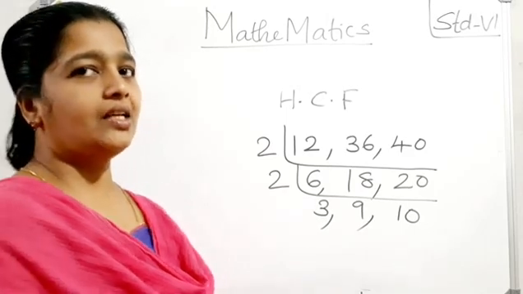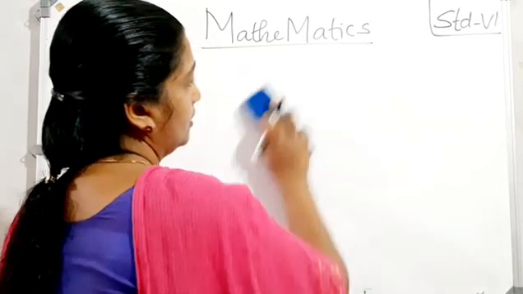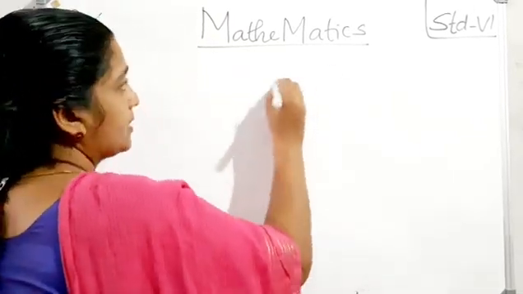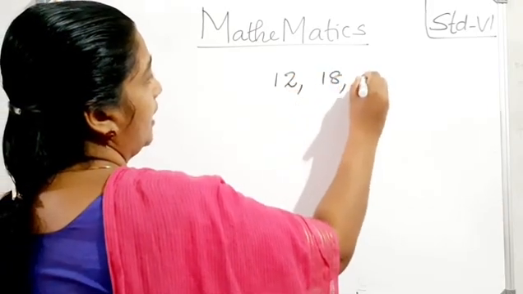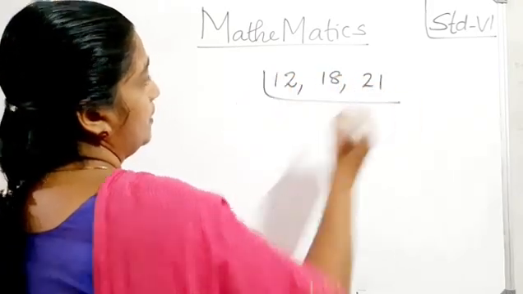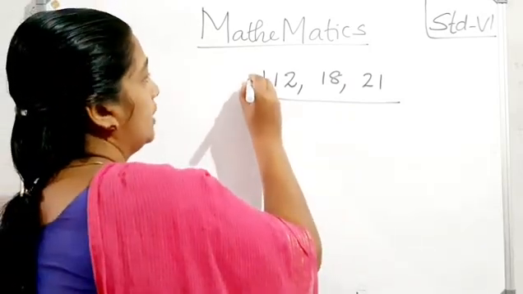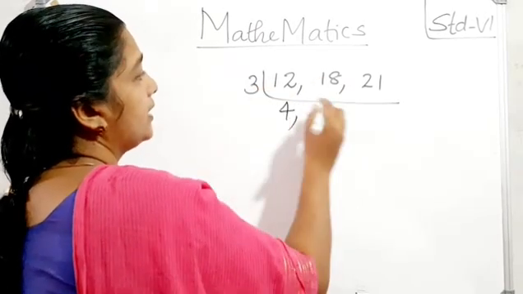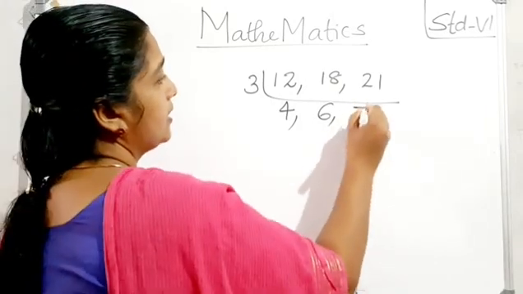Understand? Yes. So one more question we can do in LCM. LCM, that is 12, 18 and 21. Which is a common factor? Then 3. 12 by 3 equals 4, 18 by 3 equals 6, then 21 by 3 equals 7.